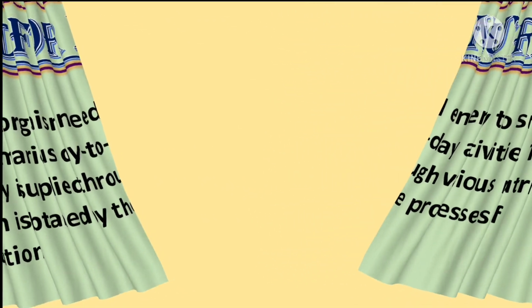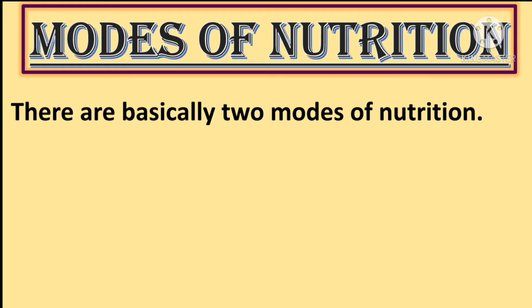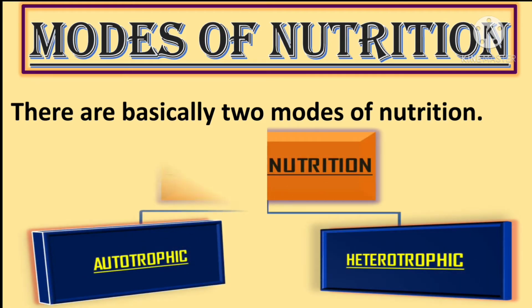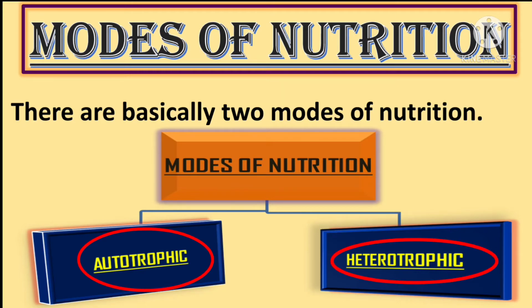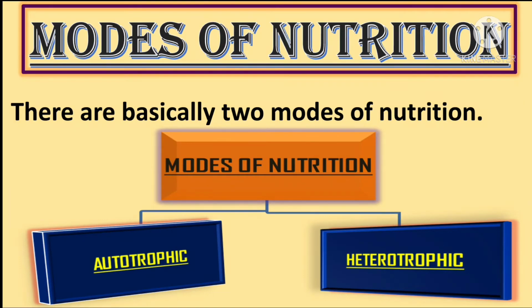Now, dear students, please note that there are two modes of nutrition. There are basically two main modes of nutrition, and those two modes of nutrition are called the autotrophic mode of nutrition and the heterotrophic mode of nutrition. Let us first discuss the autotrophic mode of nutrition, that is nutrition in plants.